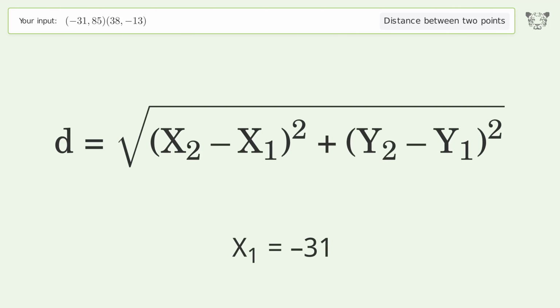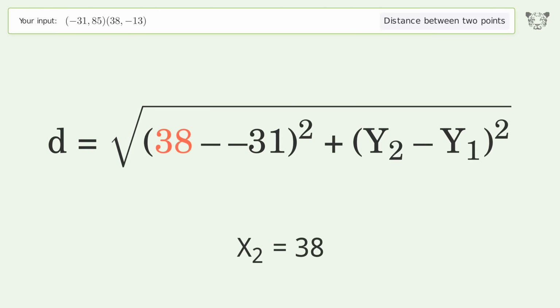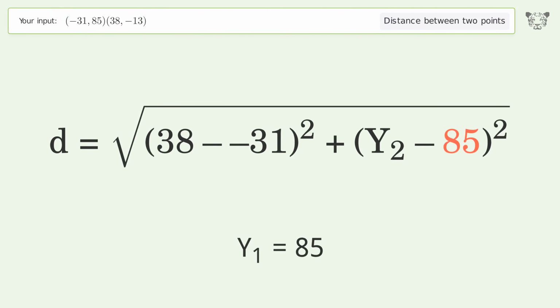x1 equals -31. x2 equals 38. y1 equals 85. y2 equals -13.